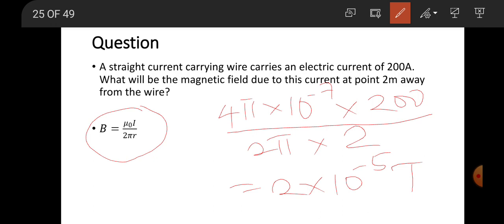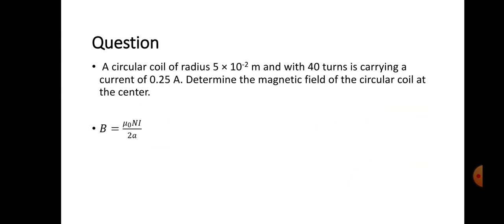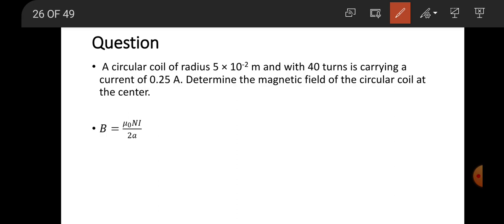Earlier on, I didn't mention that, but from this question, you can see that the magnetic field due to a straight wire carrying current at a point is B equal to mu naught I all over 2 pi r. Okay, so here it says a circular coil of radius 5 times 10 to the power minus 2 meters with 40 turns is carrying a current of 0.25 amperes. Determine the magnitude of the magnetic field of the circular coil at its center. So this is the formula we have.